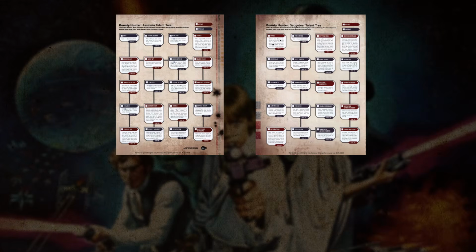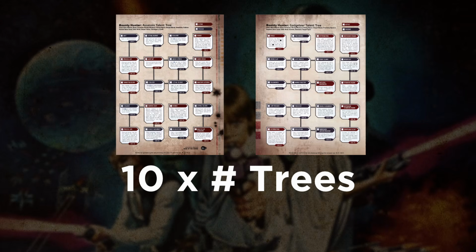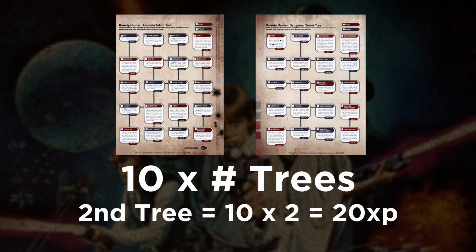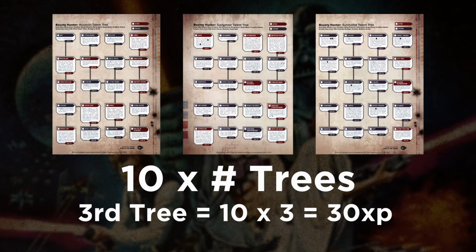If you're buying a new tree within your career, so for example, let's say you're a bounty hunter assassin wanting to purchase bounty hunter gadgeteer, then the cost is 10 times how many trees you'll have. So if this is your second tree, then it'll cost 20. To buy a third tree from the bounty hunter career would be 30.